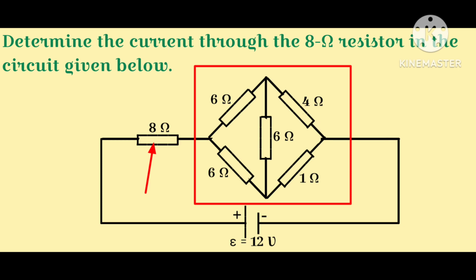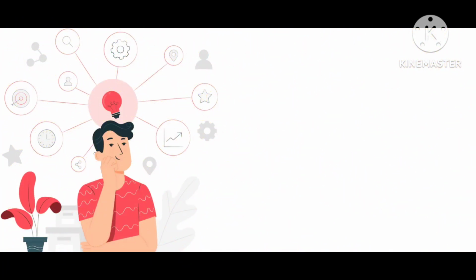If this is a balanced Wheatstone bridge, the diagonally connected 6 ohm resistor becomes useless, and the removal of this 6 ohm resistor will make the solving so easy. However, this is not a balanced Wheatstone bridge. You are again going to pass through an ordeal to get the current through the 8 ohm resistor. Then, what's the way out?